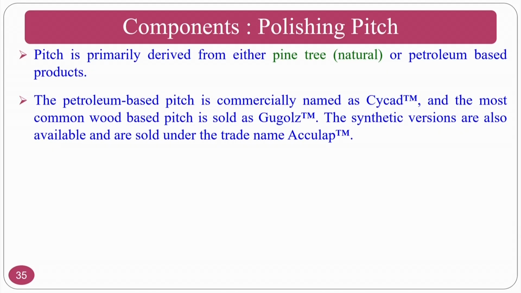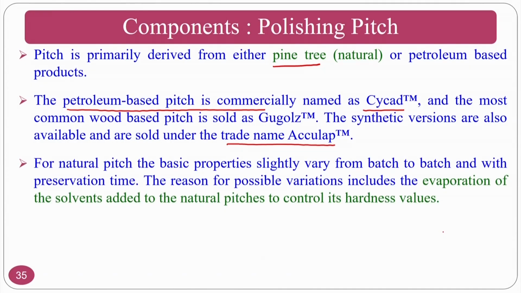Polishing pitch is primarily derived from the pine tree, which is a natural source. The other things are that you can also generate from petroleum based pitch, which is commercially named as Cycat, and the wood based pitches like the Gugolz, and these synthetic versions are also available under the trademark of Acculab. These are the companies that produce the different types of pitches.